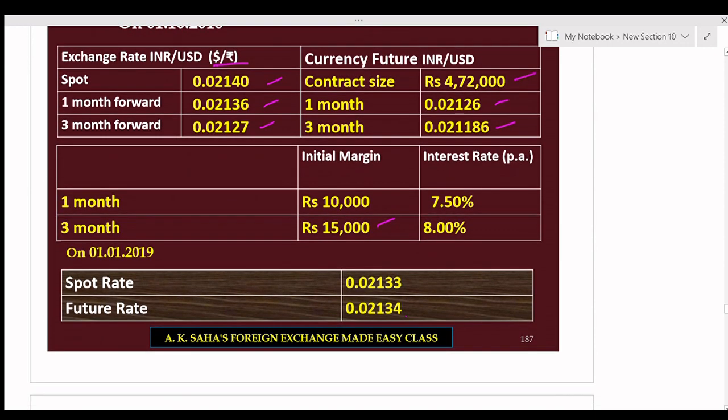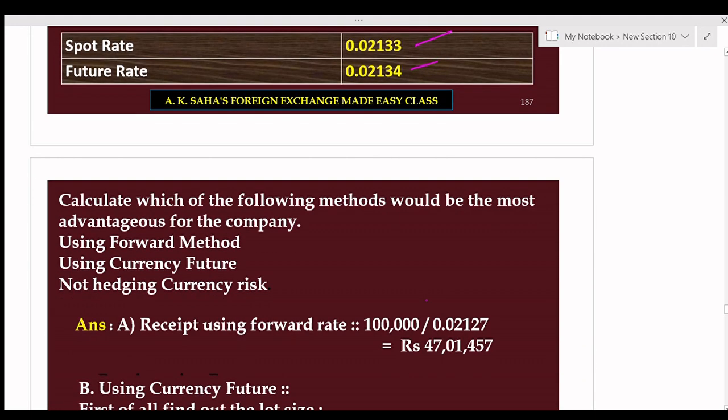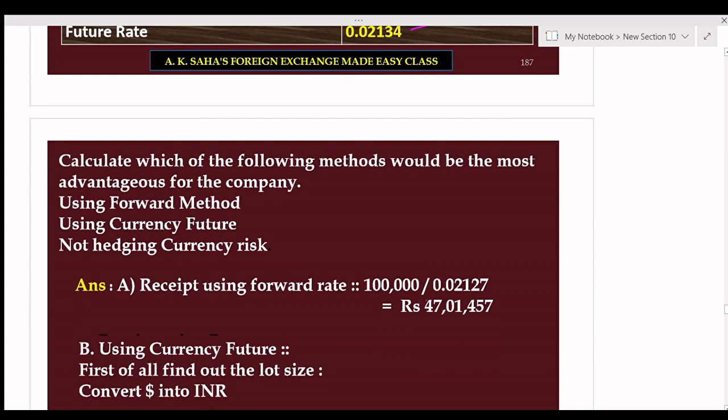And the spot rate after 3 months is given. After 3 months, the matured spot rate is given. Then the same calculation using the forward method, using currency future, and not hedging the currency risk.